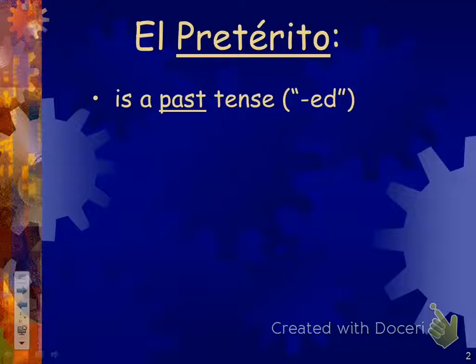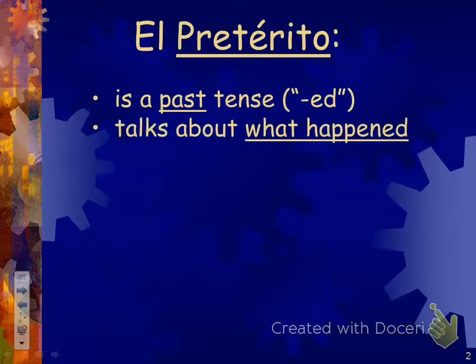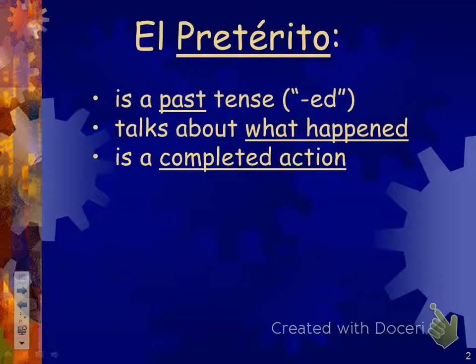It's those ed words like walked, talked, jogged, wrote, slept, etc. And it talks about what has already happened. It's a completed action. It's already done. In the case of the preterite tense, it's something that happened once and it's done.